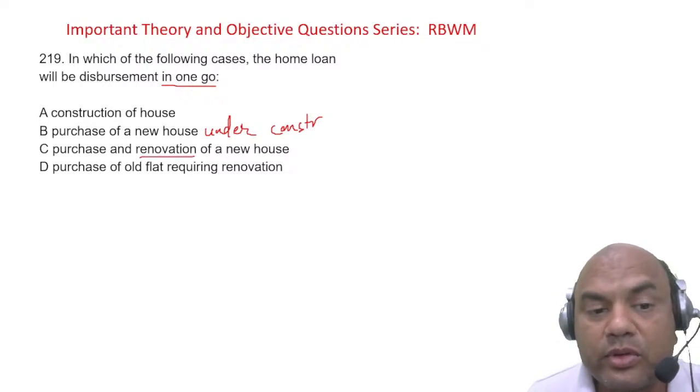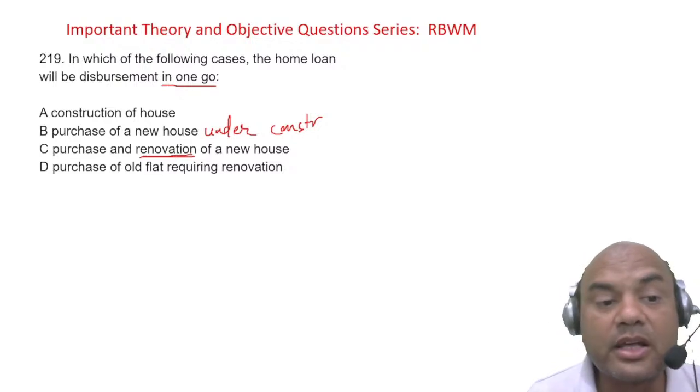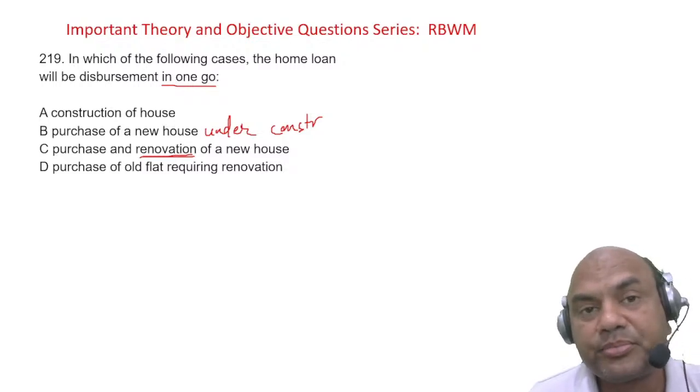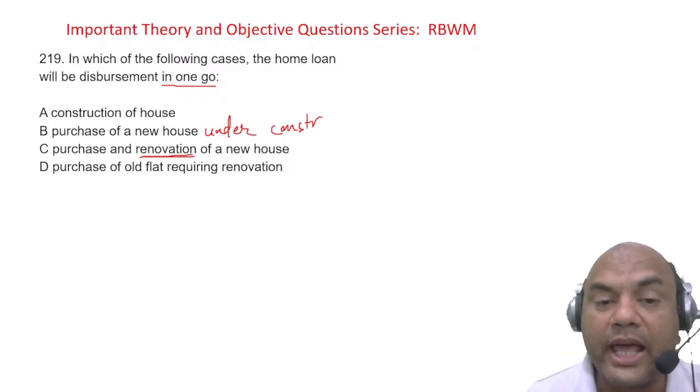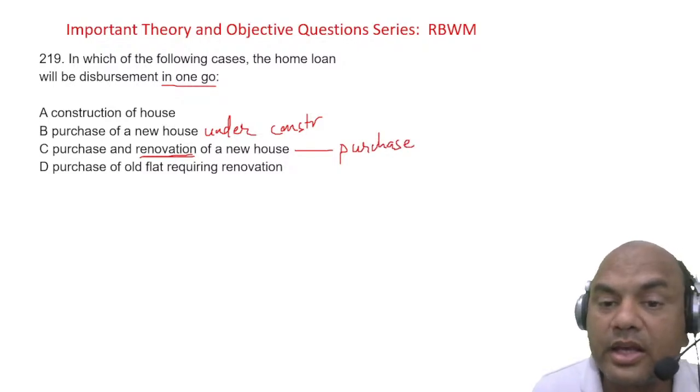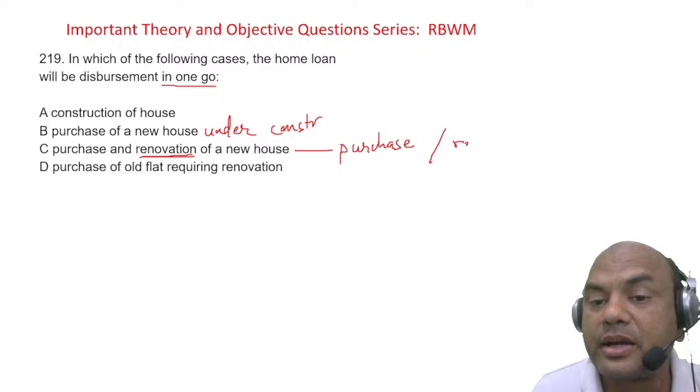Renovation, we don't give loans to renovation. Means renovation we give loans, but what do you mean by the term renovation over here? Renovation loans are actually separate. See here, there are two types of loans over here. Purchase is separate and renovation is separate.